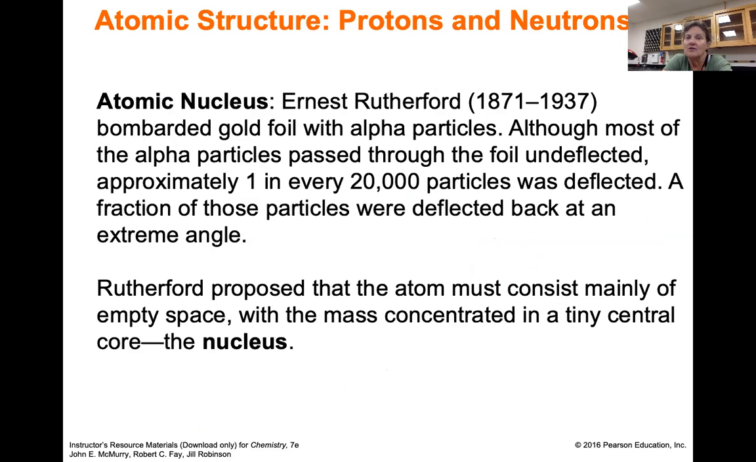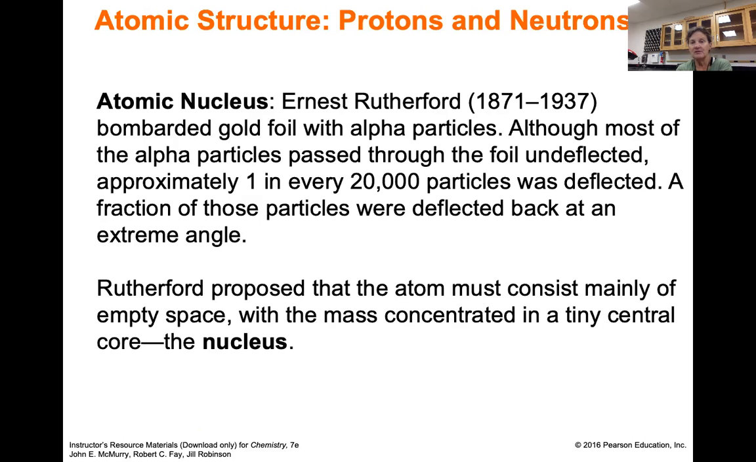So the electrons we learned over time are surrounding the inner part of the atom, which is called the nucleus. And so Rutherford determined that the nucleus is really tiny and that most of an atom is really just empty space. So he did this by bombarding a gold foil with alpha particles, and most of the alpha particles pass through the foil undeflected. Approximately 1 in every 20,000 were deflected. So that means it looks like they interacted with something in that gold foil. So a fraction of those particles were deflected back at an extreme angle.